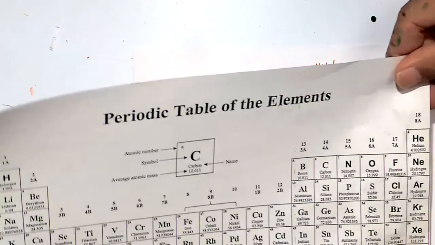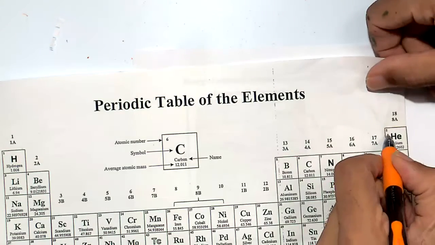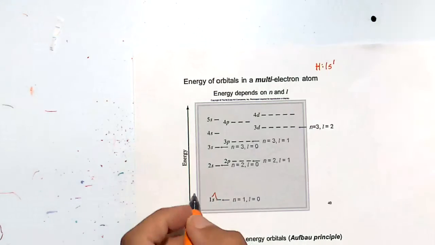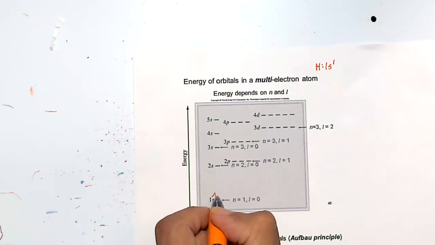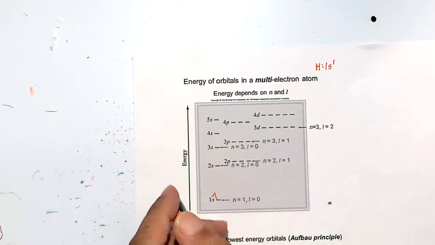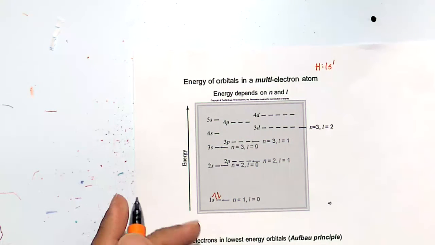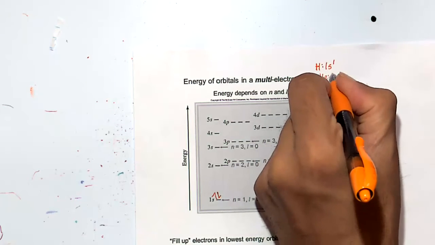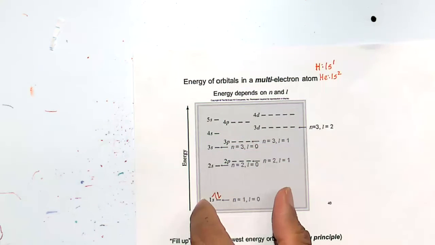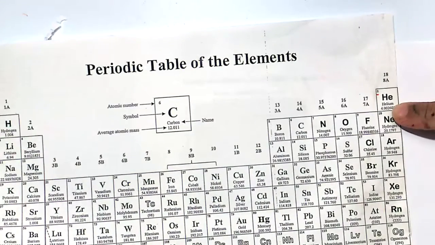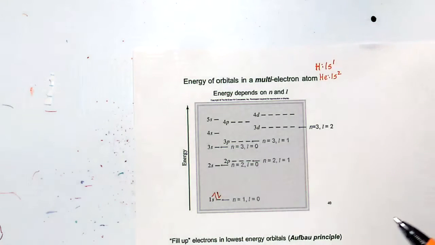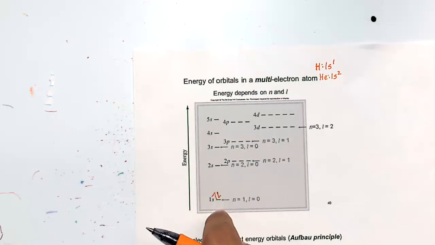Next element on our list is helium. How many electrons in helium? 2. Where will that electron go? Is it going to go to 2s or will it pair up? Why go all the way to higher energy? We'll just pair up. So helium is going to be 1s2. What's special about helium? Completely filled 1s orbital. That's why helium is a noble gas. The n equals 1 shell is completely full. You're going to see that for all the noble gases.